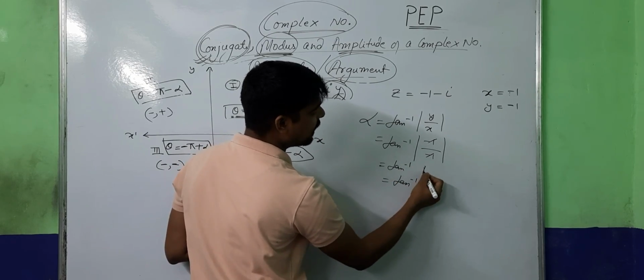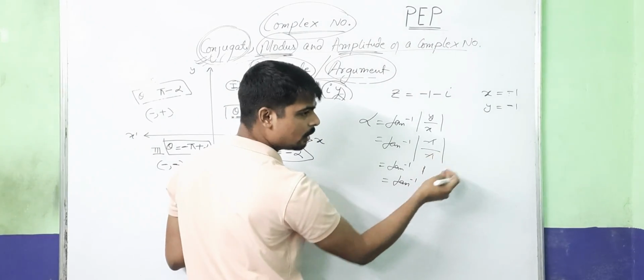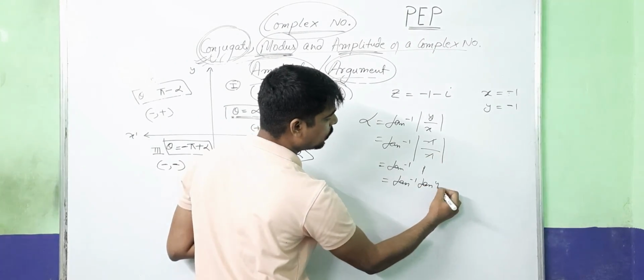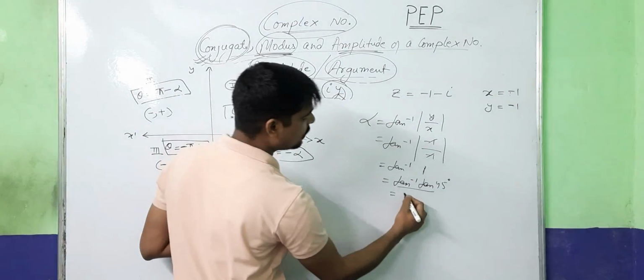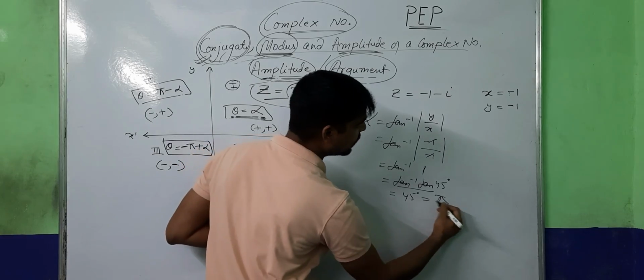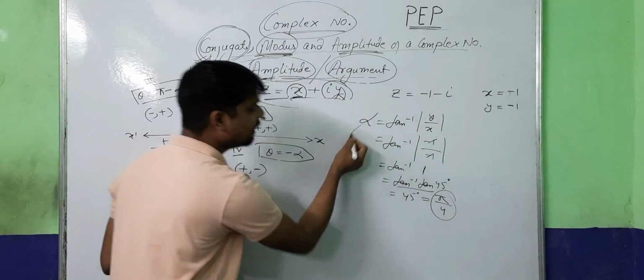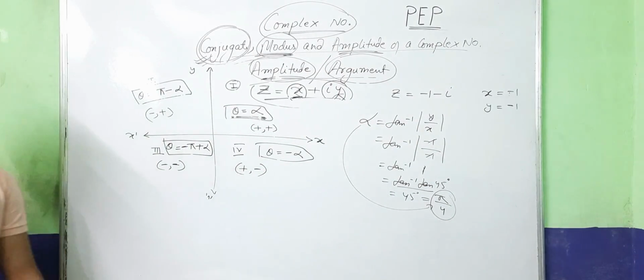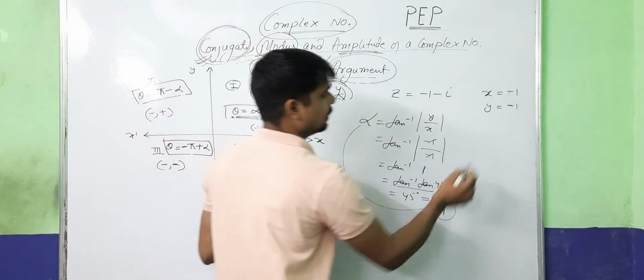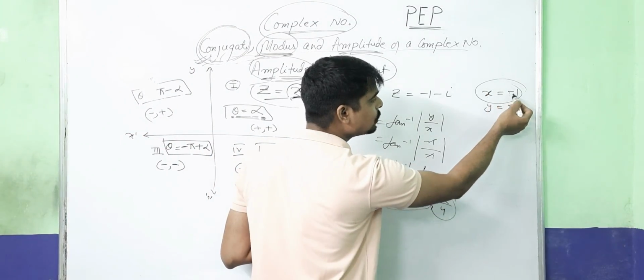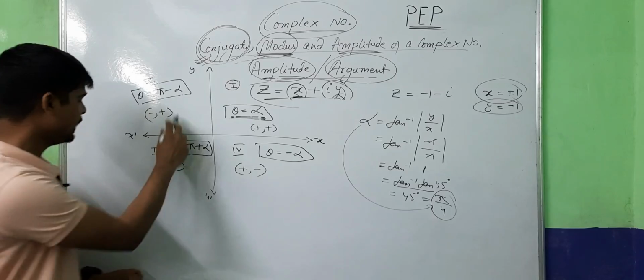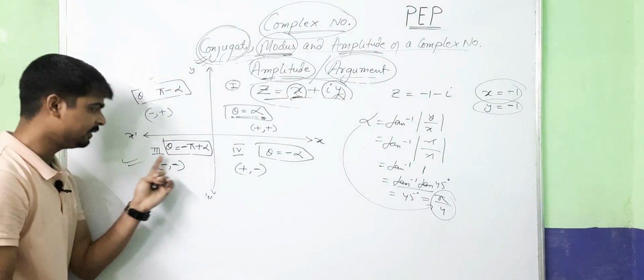Tan inverse, what is the value of 1 in tan? Tan 45 degree. This will be cancelled, 45 degree. Again you will get the same answer, pi by 4. What is the value of alpha? Pi by 4. But you will see over here, X value is negative, Y is also negative. Negative, negative, third quadrant.